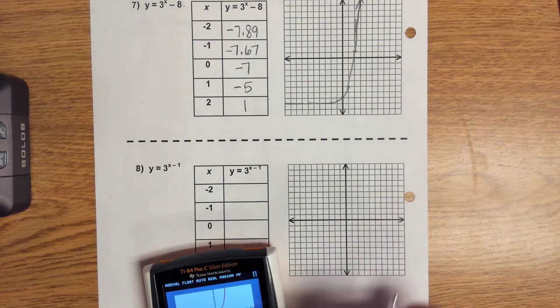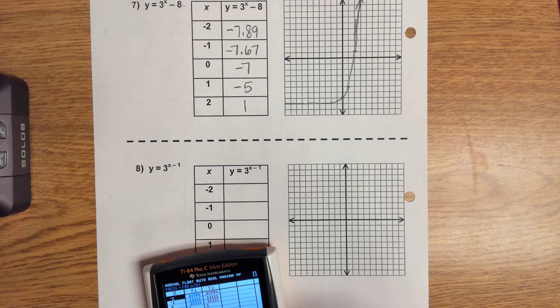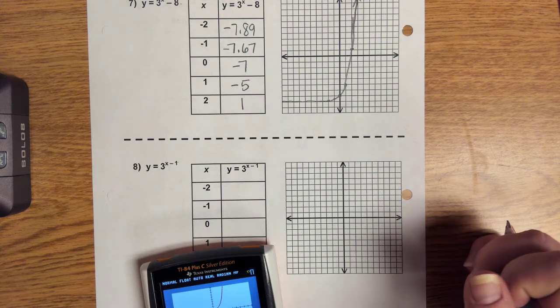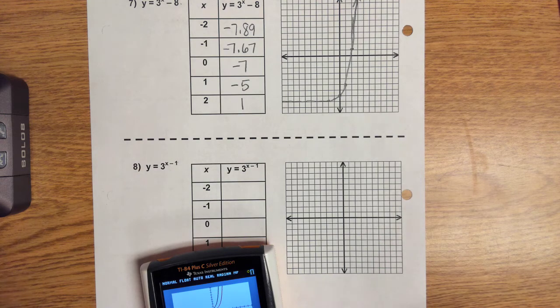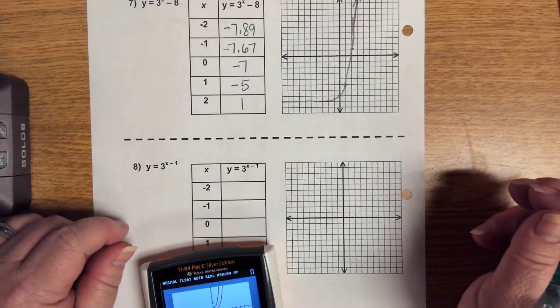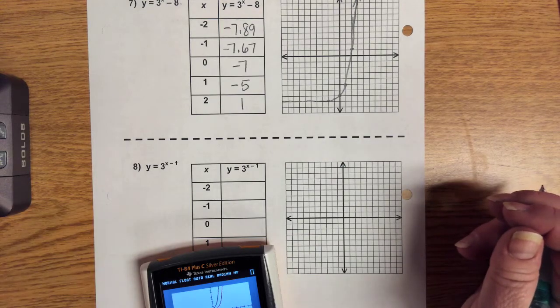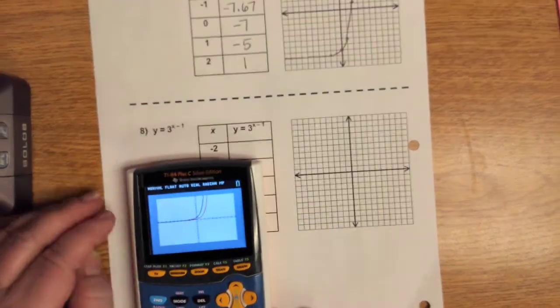I'm gonna do the same equation without the minus 1. And I'm gonna see what it looks like. It makes it move. So if I went down here, what Ian's saying is if he did 3 to the power of x instead of x minus 1, what is the difference? It moves to the right. So the curve moves to the right one, doesn't it? Okay, interesting, don't you think?